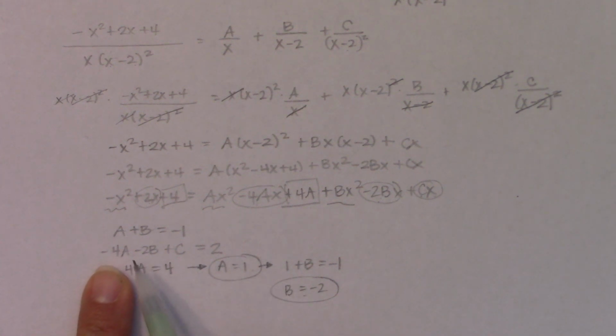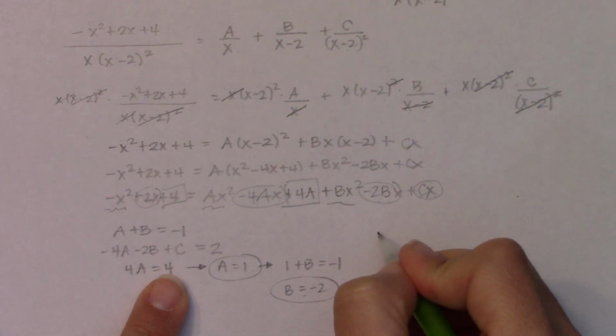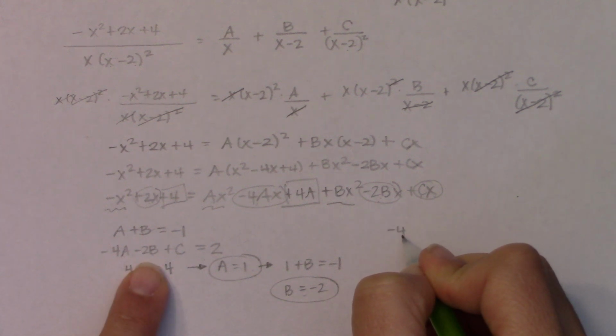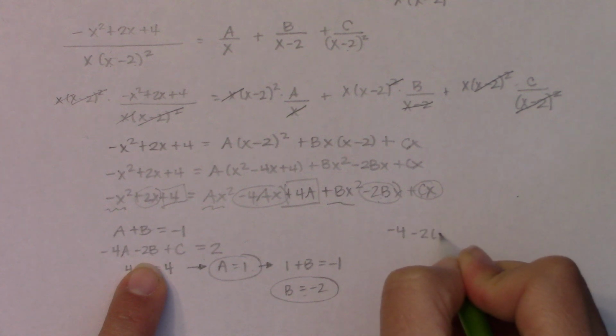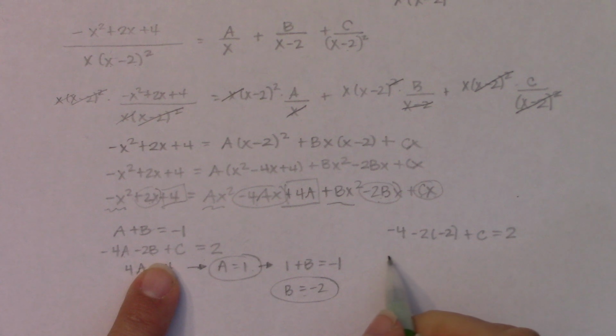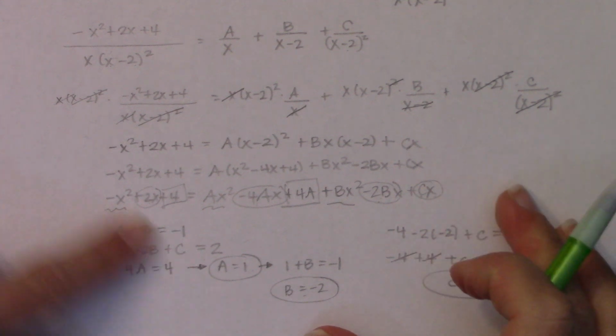Now I'm going to plug in a being 1, b being -2, and then I'm going to solve for whatever c is equal to. So let's see what we have. We have -4 times 1, which would be -4, minus 2 times -2 plus c equaling 2. So I have -4 plus 4 plus c equaling 2. These are going to cancel and I get c equaling 2. So now I actually know my end game answer.